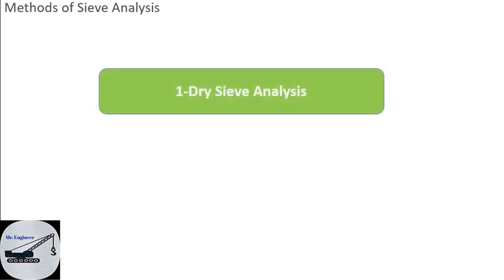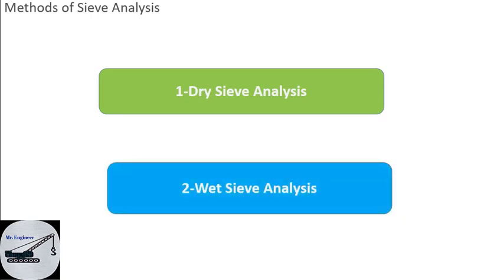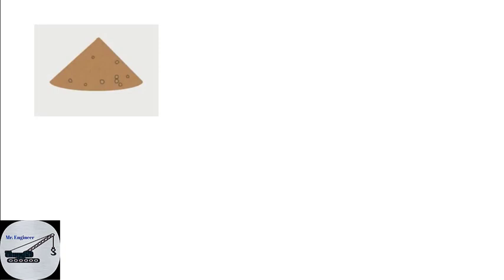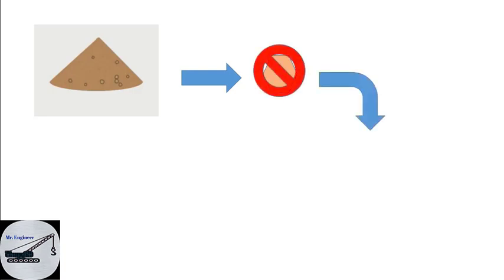Methods of sieve analysis. There are two methods of sieve analysis. One is dry sieve analysis and the other is wet sieve analysis. For sieve analysis, we will take roughly 500 gram of soil. Keep in mind that it should not contain any lumps. If it contains lumps, then grind it to remove them.